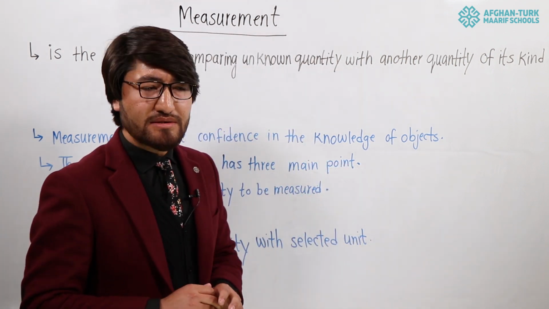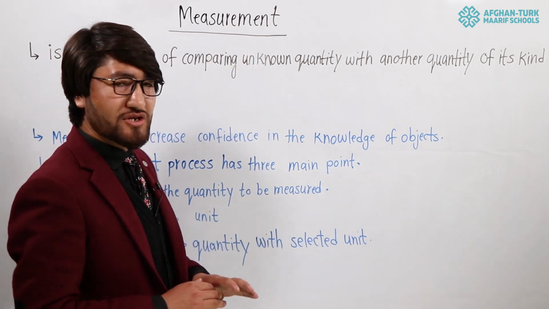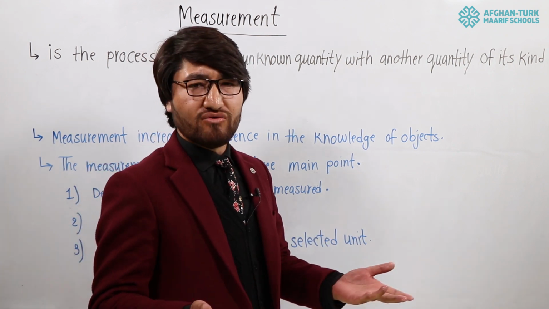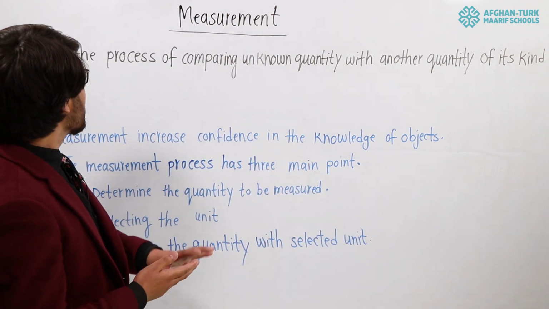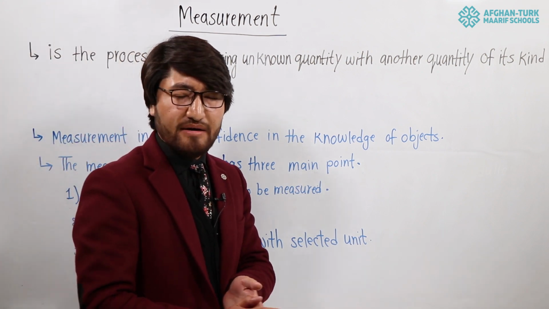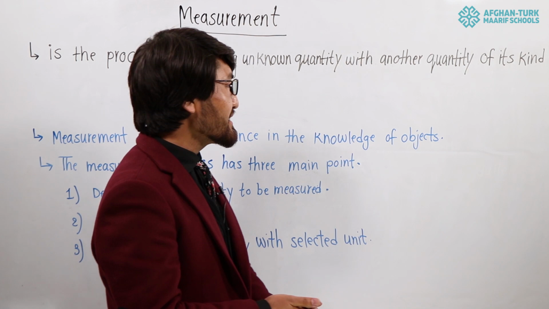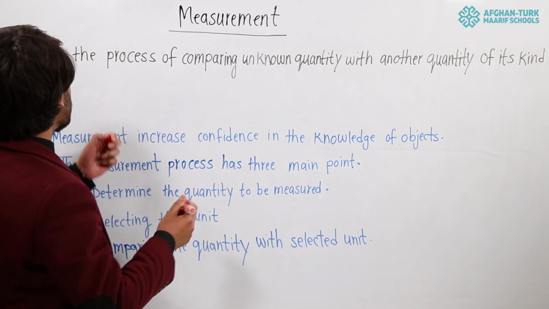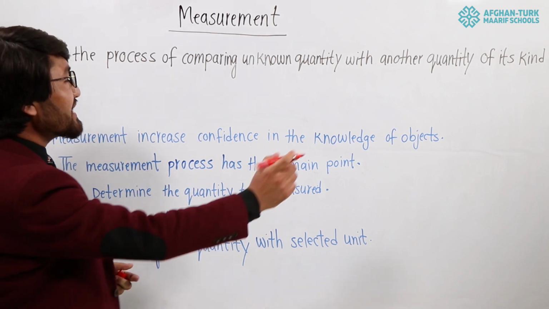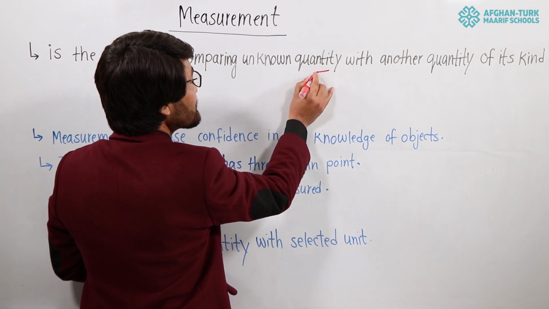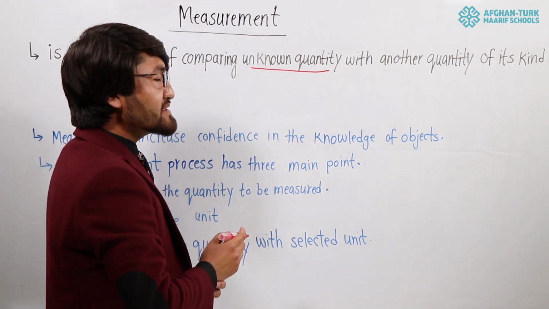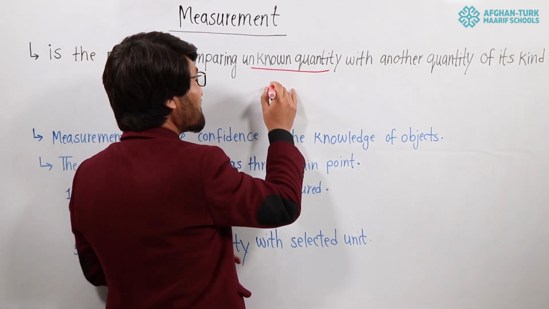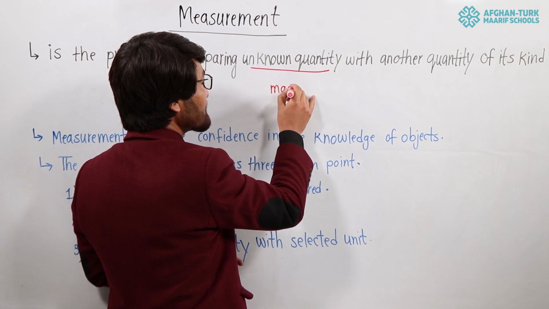Okay, now let's study another title of physics, measurement. What is measurement? You studied it in 7th grade. Measurement is the process of comparing an unknown quantity with another quantity of its kind. What does it mean? Do you know what a quantity is? Quantity is something that we can measure. For example, I will write here, mass is a quantity.